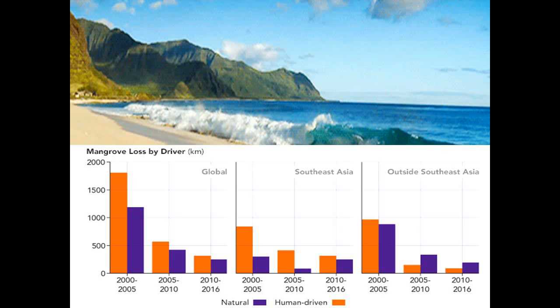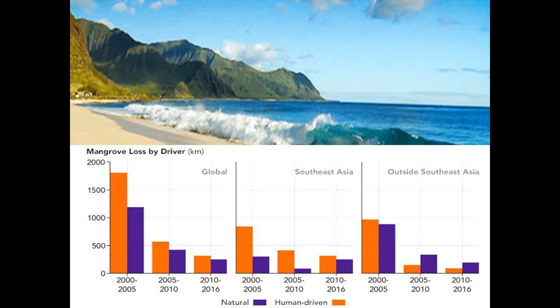And if you just analyze the global picture, you will see that outside Southeast Asia, the human-driven factors were much more prominent during 2000 to 2005, but as time proceeds, during 2010 to 2016, you see the natural factors have become very prominent in wiping out the blue carbon.